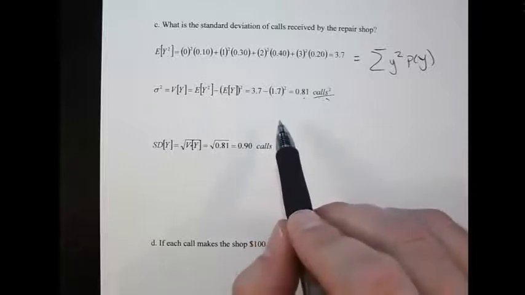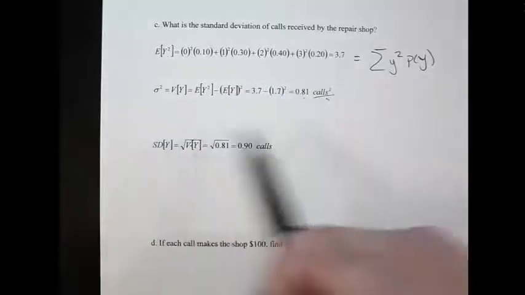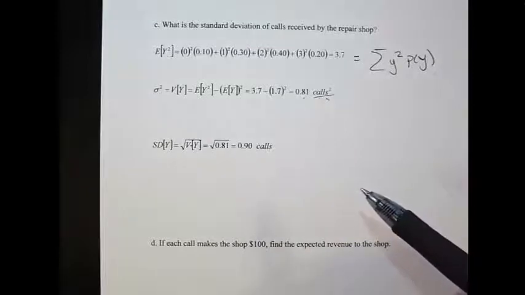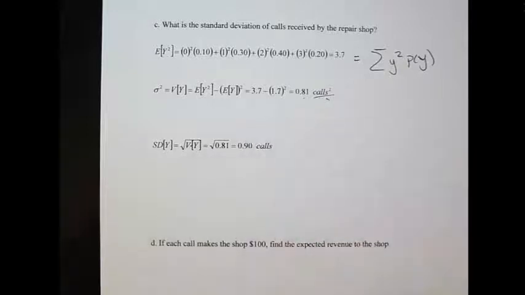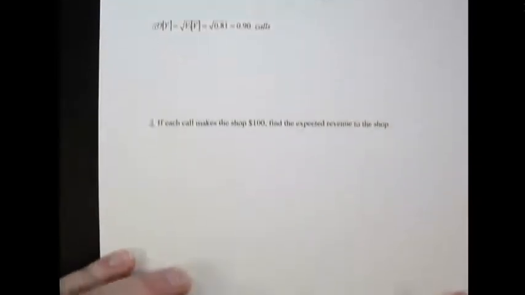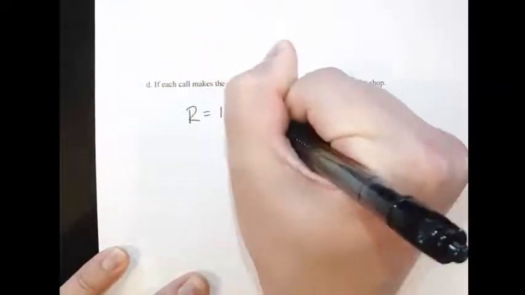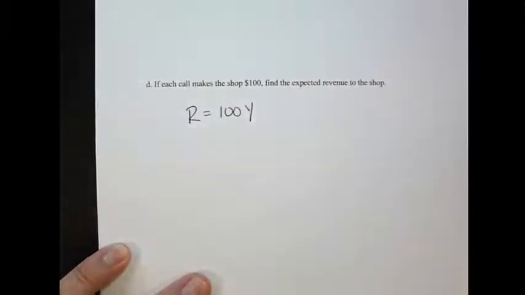This is very, very helpful because every time we're identifying information, you find a center and a spread. This means I'm able to calculate both the mean and the standard deviation here. From this, we can then answer even more interesting questions. So, if each call makes the shop $100, find the expected revenue to the shop. Well, that means the revenue is actually 100 times Y, the number of calls.